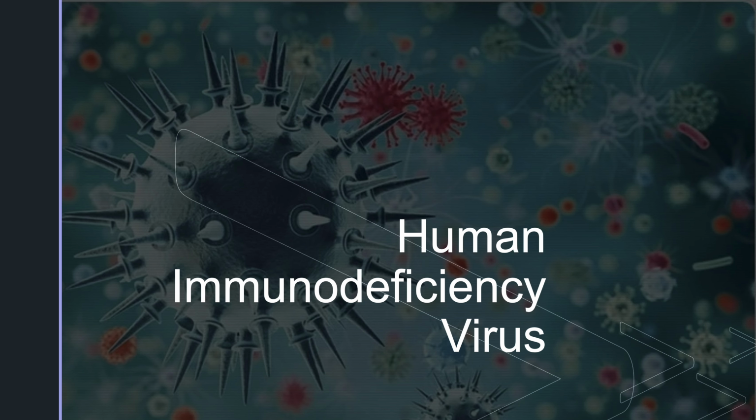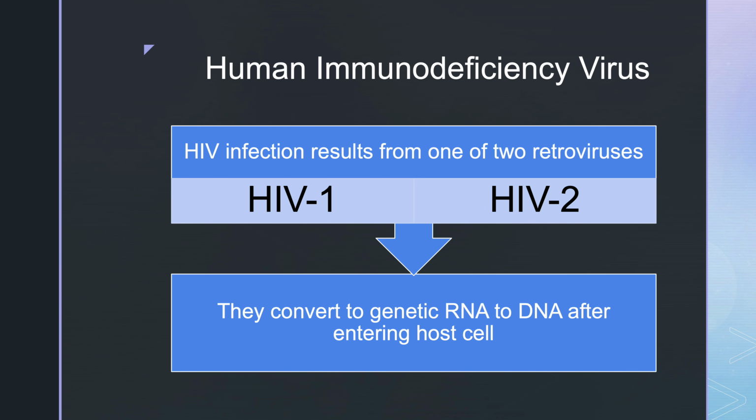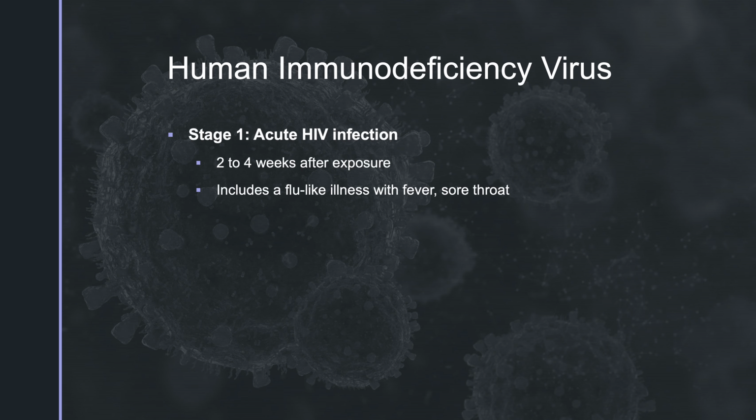Now let's start with some specific infectious diseases, beginning with HIV, human immunodeficiency virus. This results from one of two retroviruses, either HIV-1 or HIV-2, and broadly what they do is convert RNA to DNA after entering their host cell and creating mutations therein. HIV infections progress through three stages. Stage 1 is acute HIV infection. Just a few weeks after exposure, you start to experience flu-like symptoms, fever, sore throat, things like that.